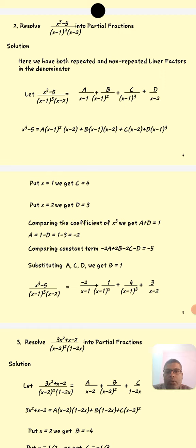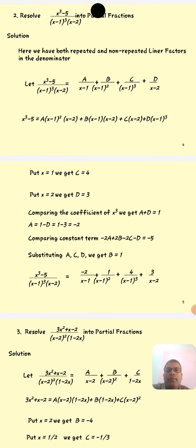Here we have to use the substitution method to find the a value, b value, c value and d value. So we put x equal to 1, we get c is equal to 4. Put x equal to 2, we get d is equal to 3 by using the substitution method. Now as it is not possible to continue with the substitution method, we go to directly comparing the coefficients. Comparing the coefficients of x cube, we get a plus d is equal to 1. From here we know that d is equal to 3, so a is equal to 1 minus d, we get 1 minus 3 is equal to minus 2.